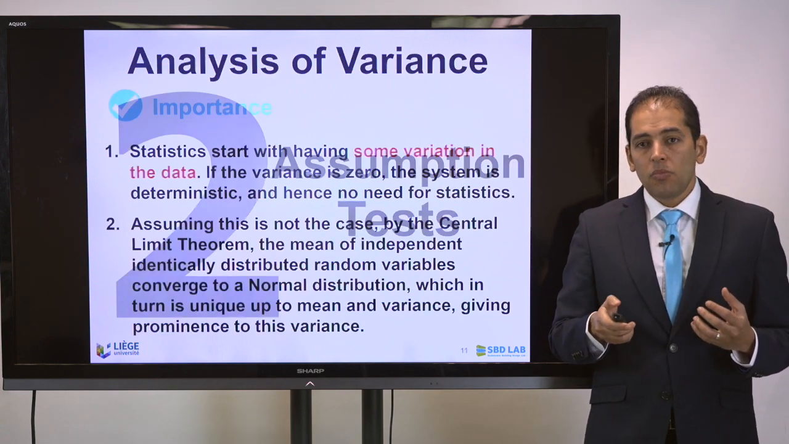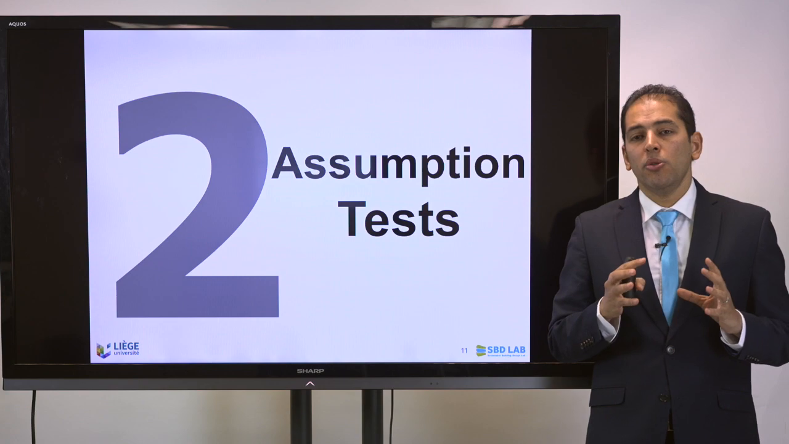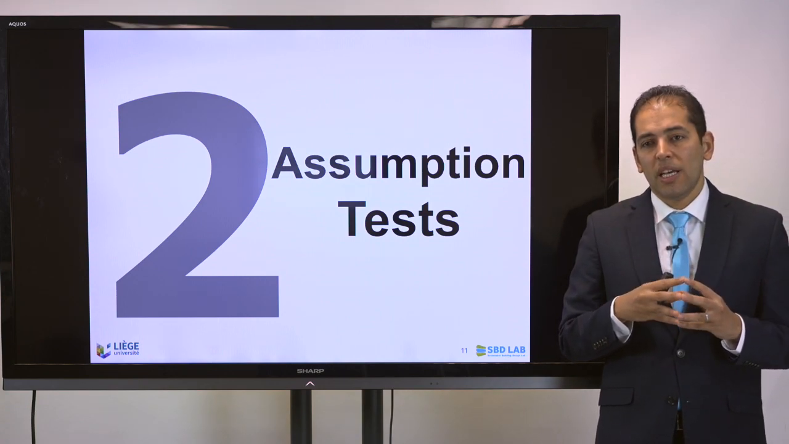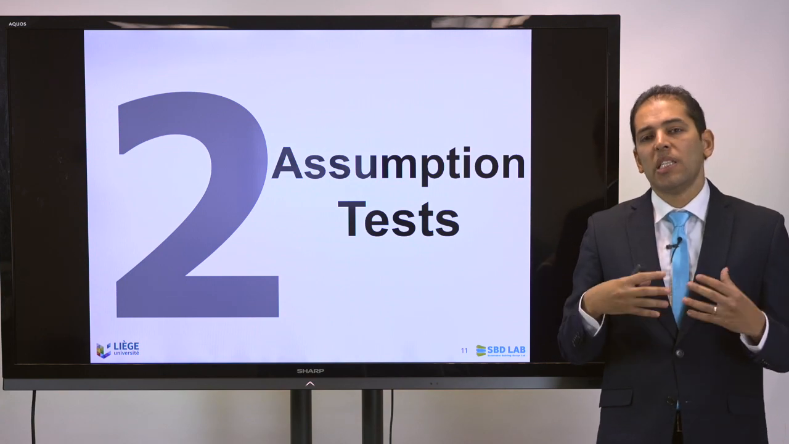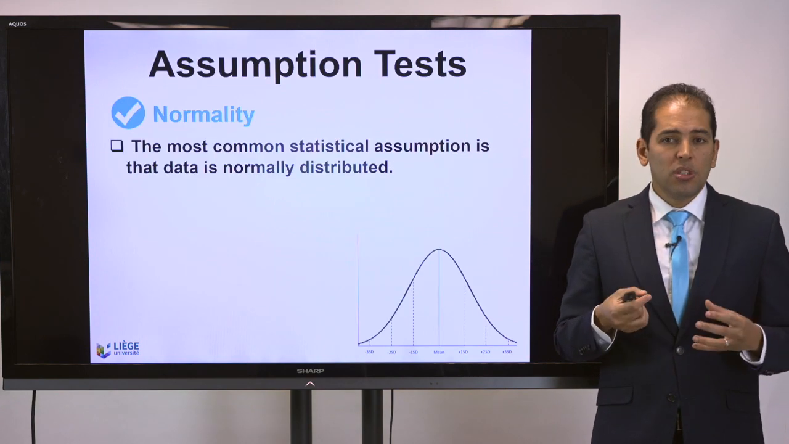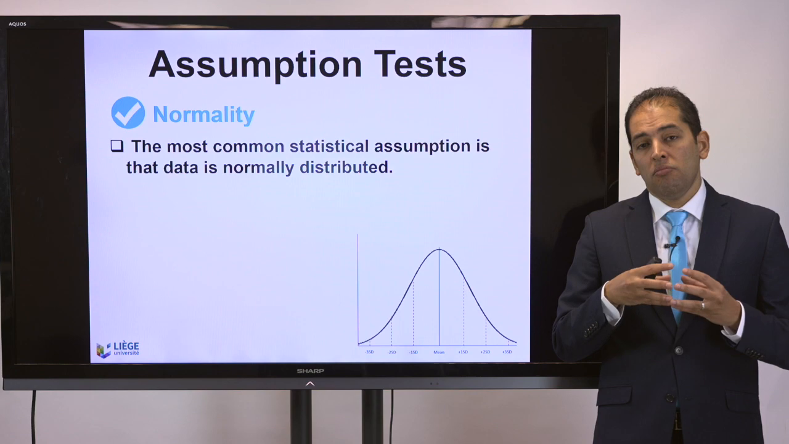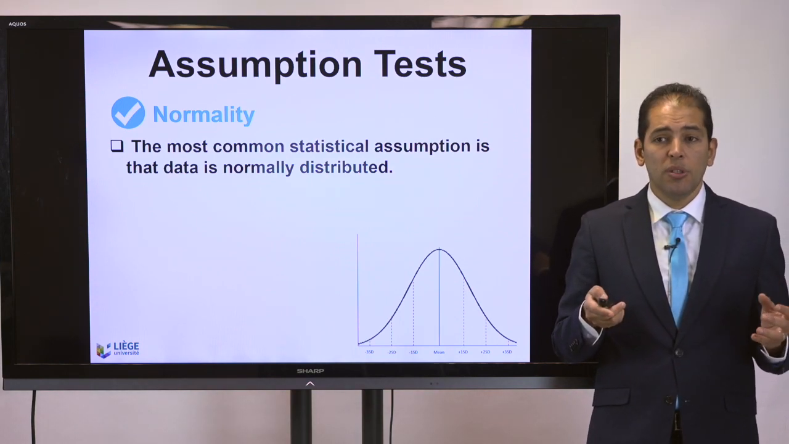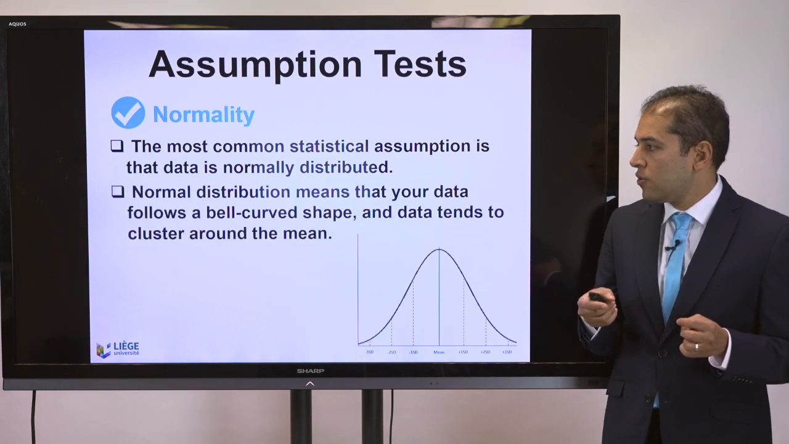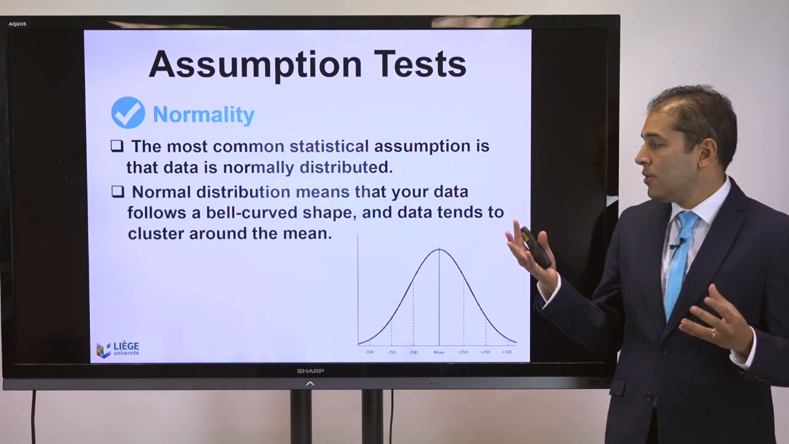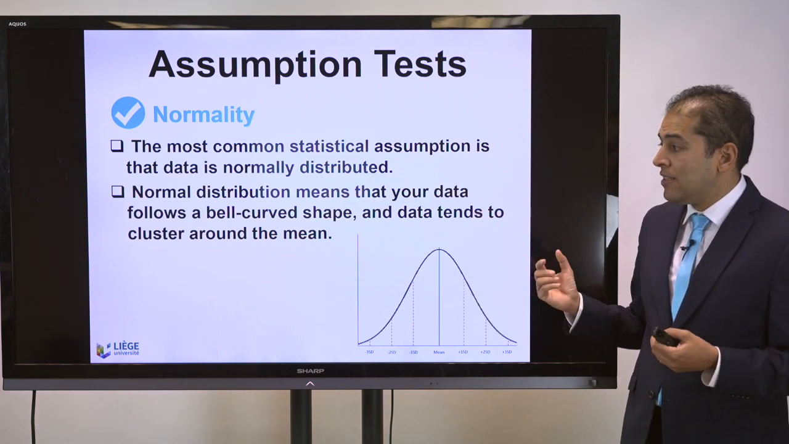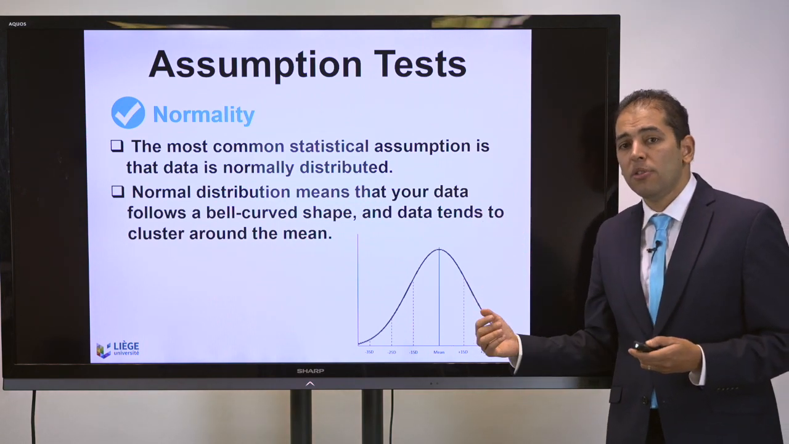Now, the most important test that all of us must conduct under the inferential statistical analysis, and one of the first, is the assumption test. The assumption test is based on normality, a normal distribution basis, so it is the most common statistical assumption test that is used for normally distributed data. A normal distribution means that your data follows a bell-curved shape and data tends to cluster around the mean.